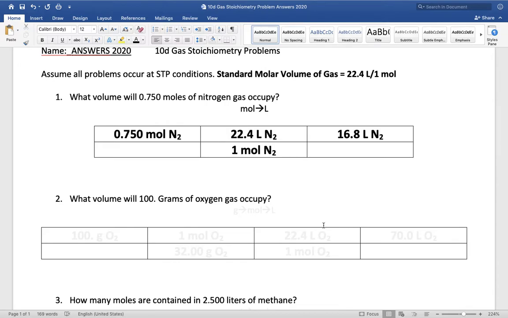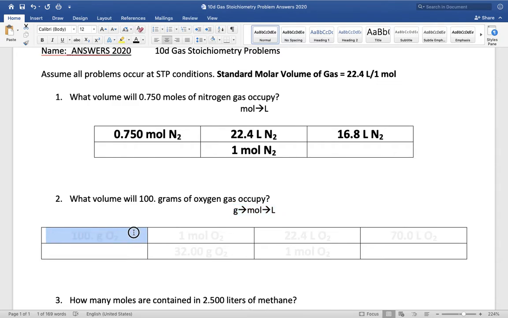Number two, what volume will 100 grams of oxygen gas occupy? So for this one, I start with grams, and I need to finish with a volume answer. So there's only one way to get to this. I can't directly convert from grams to liters, but I have to have something in the middle. And that something in the middle will be moles. I have to go grams to moles first. Once I get a moles answer, I can then convert that mole answer into a liter answer using 22.4.